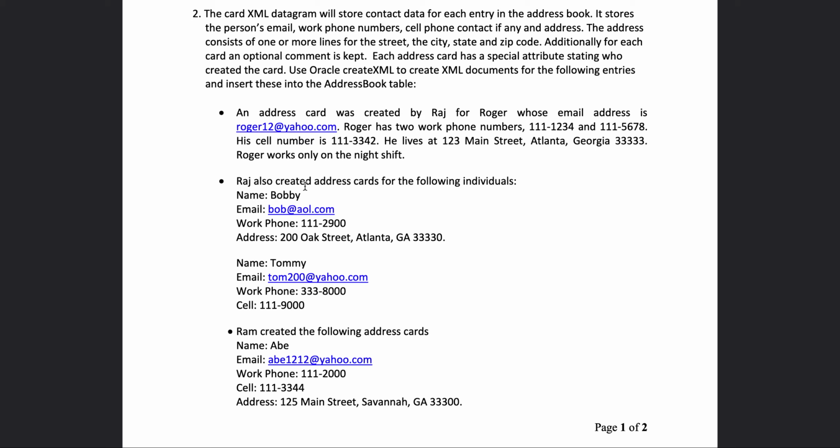We use Oracle Create XML to create XML documents for the following entries and insert these into the address book table. So the first one is an address card created by Raj for Roger, whose email address is roger12@yahoo.com. Roger has 2 work phone numbers, which are listed here, his cell phone number, and he lives at 123 Main Street, Atlanta, Georgia, with a zip code of 33333. And Roger only works on a night shift. That's the actual comment, right? So let's take a look at the XML insert for this.